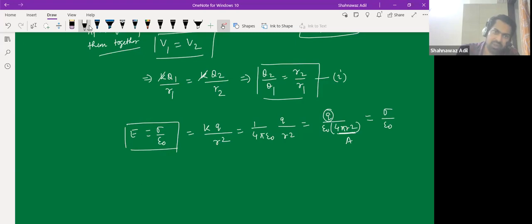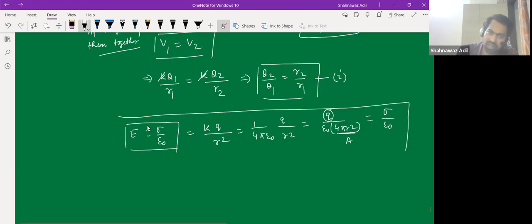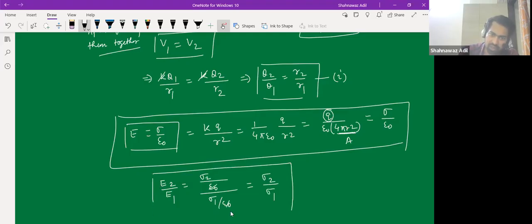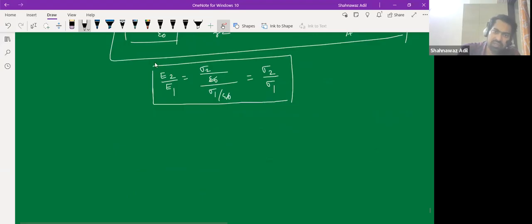So from here we can say that E2 by E1 would be sigma 2 by epsilon naught divided by sigma 1 by epsilon naught. So epsilon naught will cancel, and this would be sigma 2 by sigma 1, right? So we have to find out what sigma 2 by sigma 1 is, and then we can find E2 by E1.